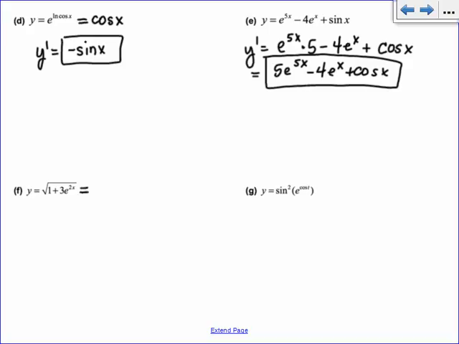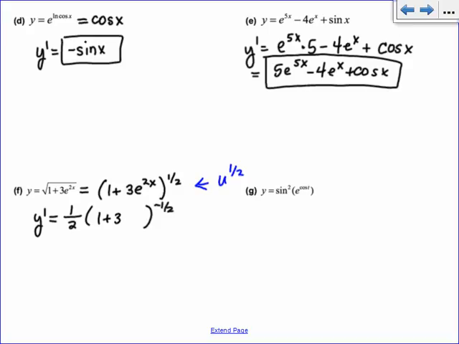All right. One involving a double chain. So we're going to rewrite it as 1 plus 3e to the 2x raised to the 1/2. Okay, so we're going to have y prime equals 1/2, right, because this is in the form u to the 1/2. So when I take the derivative, it's 1/2 u to the negative 1/2. So I'm going to have 1/2 of 1 plus 3e to the 2x raised to the negative 1/2.